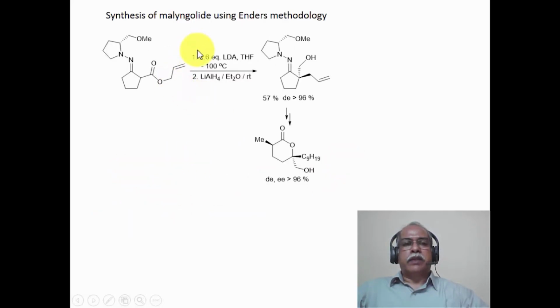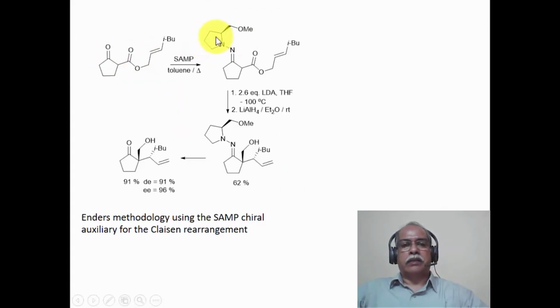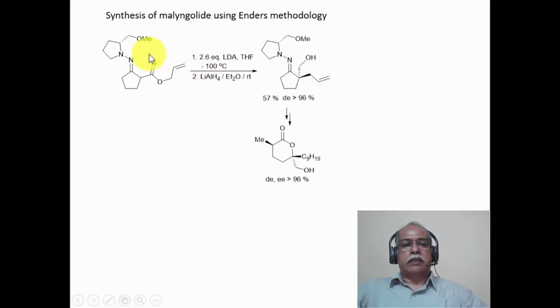The same strategy has been used for synthesis of this particular molecule, which is malyngolide. Malyngolide is this particular molecule which is synthesized by the same methodology. In this particular case, RAMP is used as the chiral auxiliary. Here you see the stereochemistry is S, so it corresponds to SAMP. In this case, the stereochemistry is R, so it corresponds to the RAMP isomer. R configuration is what is reported in this particular case.